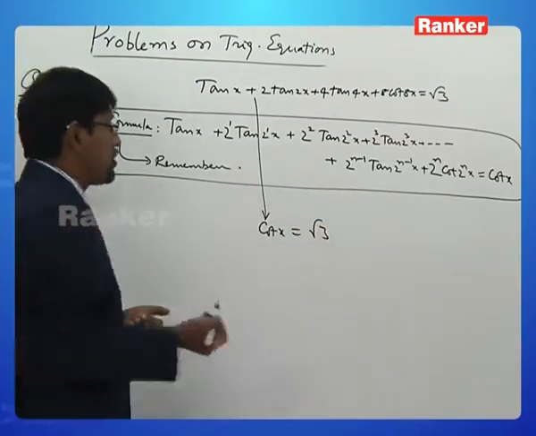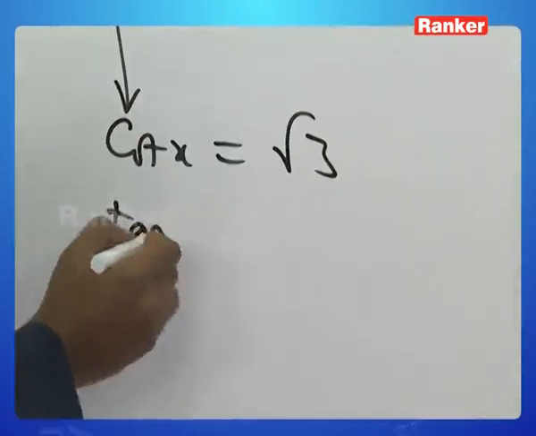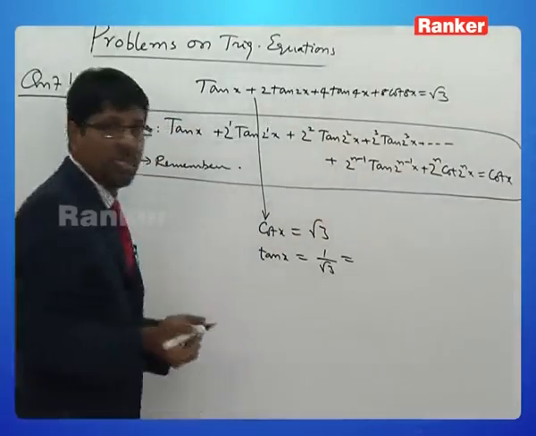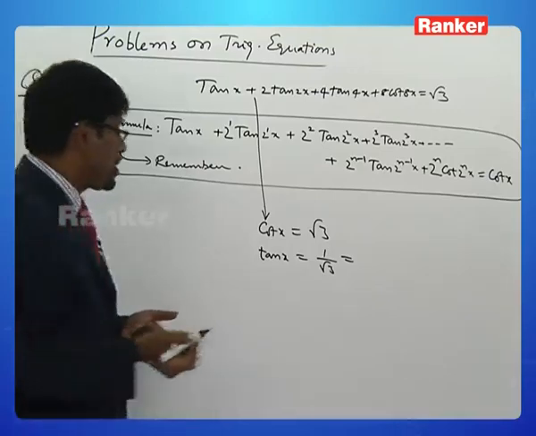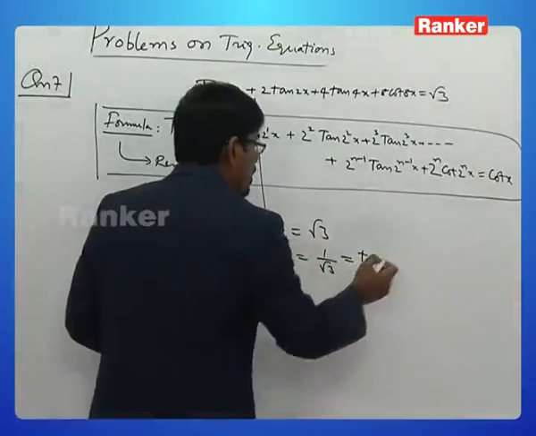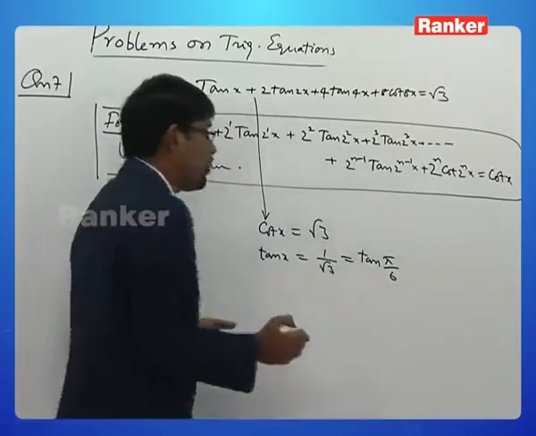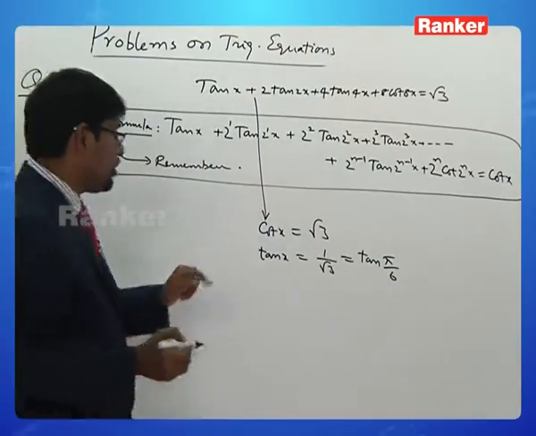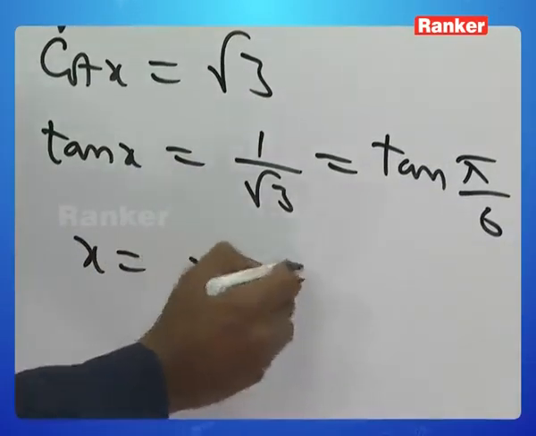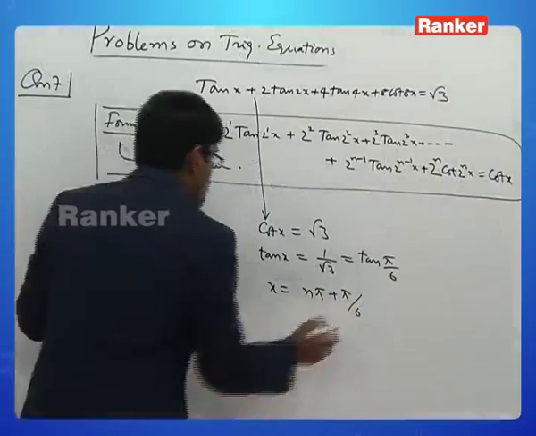That's all. So now this will mean tan x is equal to 1 by root 3. What is the principal value of tan x being equal to 1 by root 3? Tan of pi by 6 is 1 by root 3. We know that. So here, what is the general solution? x is equal to n pi plus pi by 6.